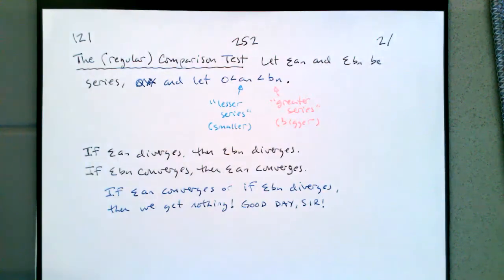So if the smaller series converges, that doesn't tell us anything. That's not helpful. Or if the bigger series diverges, also not helpful. Because we're either saying this sum is more than some finite value, which could mean it's a finite value or an infinite value. Or we're saying this sum is an infinite value, and so the sum that's less than that is either also infinite or finite. Doesn't tell us anything.